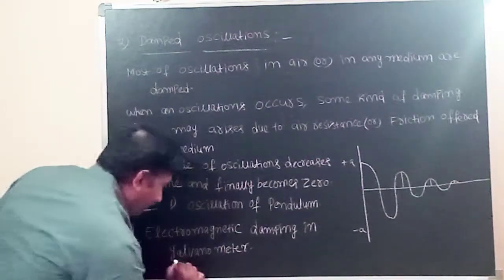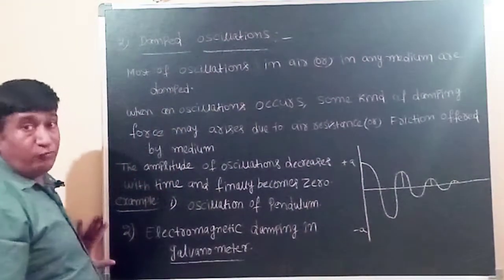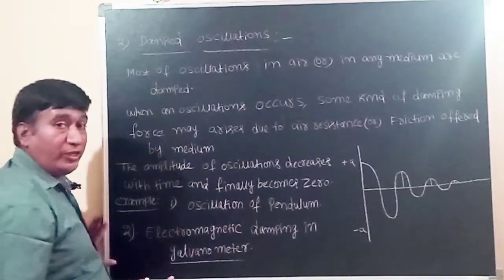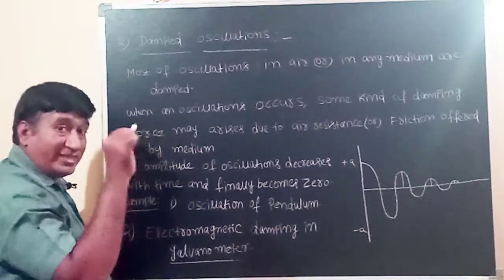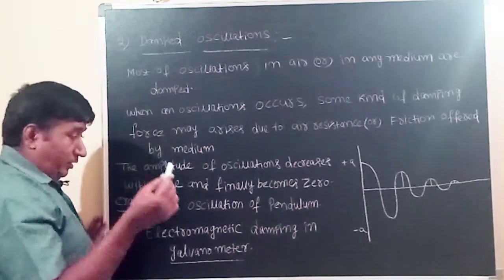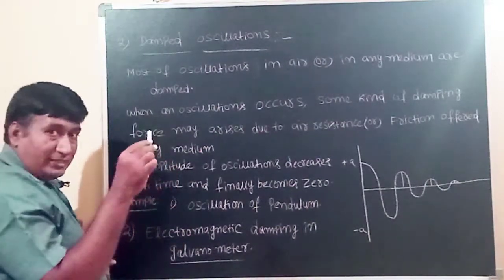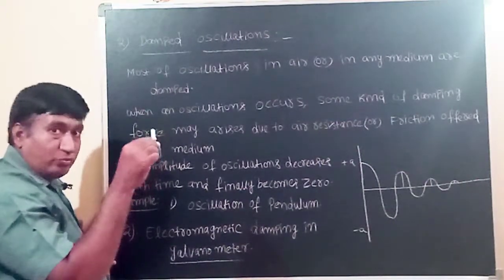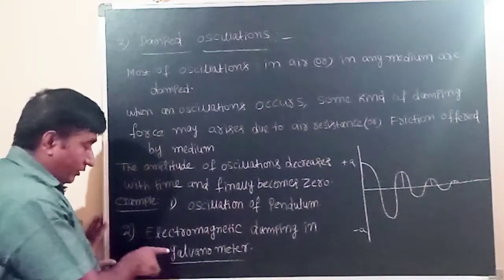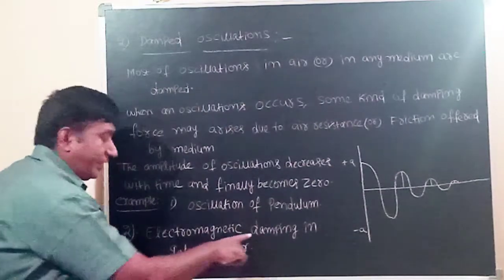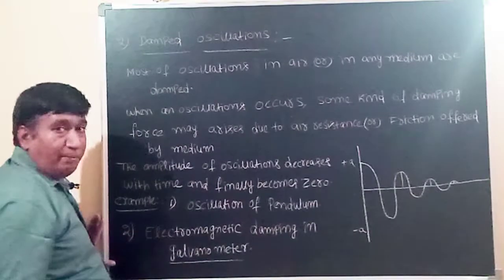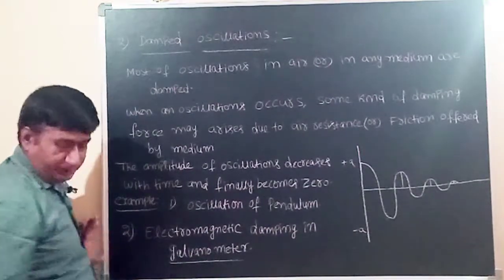A galvanometer is a device which is used to measure the flow of current in a circuit. To show the exact value of how much current is flowing, the hand, which we can call the pointer, will oscillate and then finally come to rest. So that is an example of electromagnetic damping in a galvanometer. This is regarding damped oscillations.